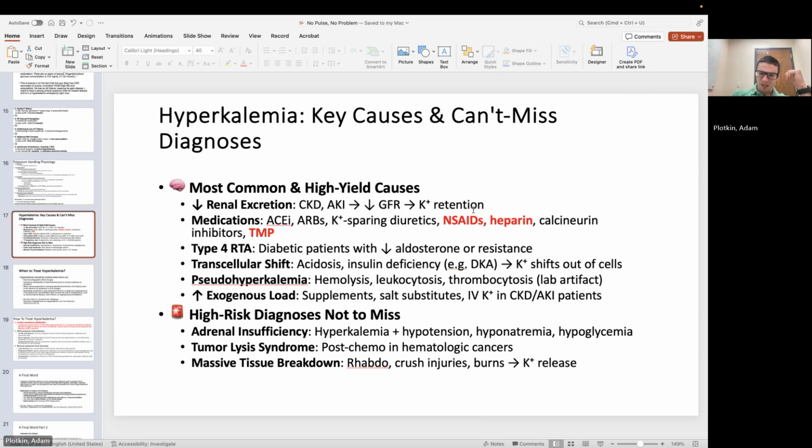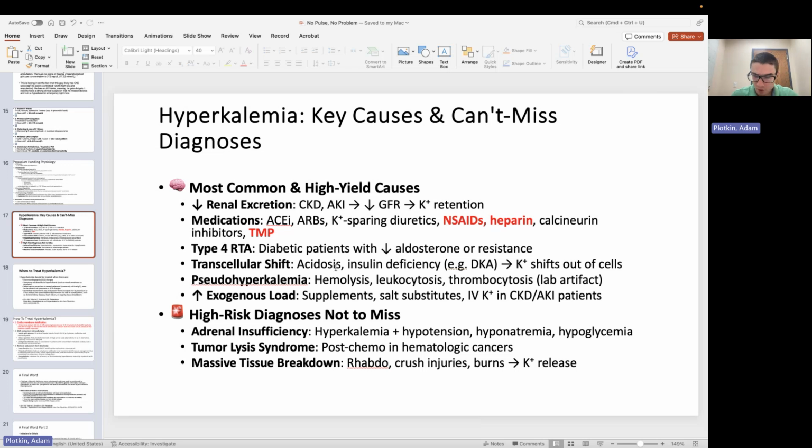I highlighted in red NSAIDs, heparin, and TMP. Things like calcineurin inhibitors can also cause it. When I was doing UWorld or AMBOSS, I remember getting questions on NSAIDs, heparin, and TMP causing hyperkalemia, and I didn't even know that was a thing. Now I know. So NSAIDs, heparin, and TMP are classically asked, so make sure you're on the lookout for those. Type 4 RTA: we have a diabetic patient who classically has some sort of low aldosterone or resistance. And again, for the millionth time, aldosterone keeps sodium and water, pumps out potassium or H+. So if we have low aldosterone or aldosterone resistance, the potassium builds up.